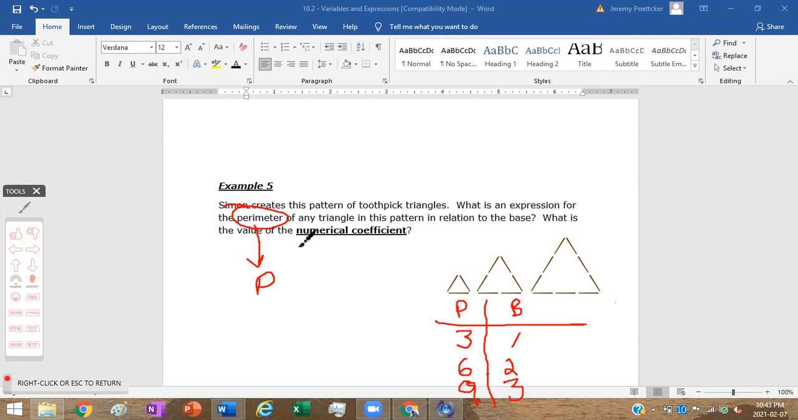Or, as I look at this wording here, perimeter of any triangle in this pattern in relation to the base. Another way to look at this is to say, well, how do I go from the base to the perimeter? Oh, if I've got the base, it's 1, perimeter's 3. Hey, I multiply by 3 every time. 2 times 3 is 6, 3 times 3 is 9. So this would give me P divided by 3 gives me the base. In this case, a better answer is going to be not perimeter divided by 3, but it's going to be 3 times the base, or 3b.